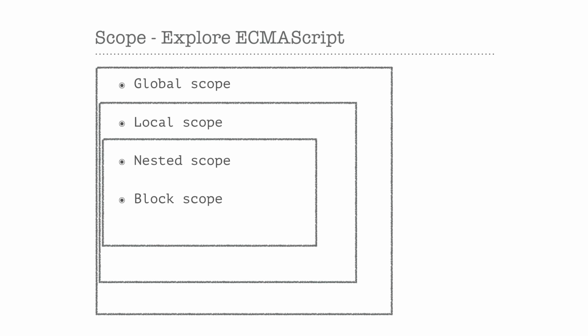Block scope is a relatively new feature. Every time you write curly braces, an if statement or a for loop, block scope is created. With the new let and const, you can take advantage of block scope. Let and const are accessible only in block scope and only after the declaration.